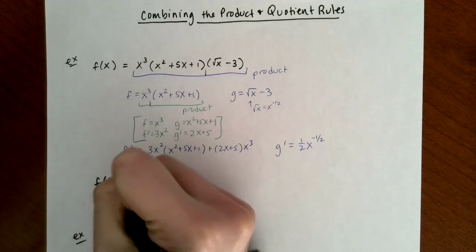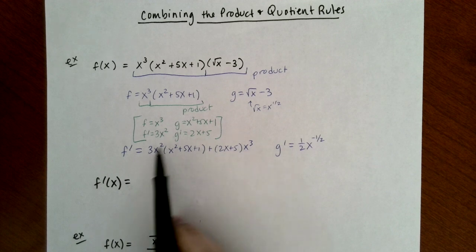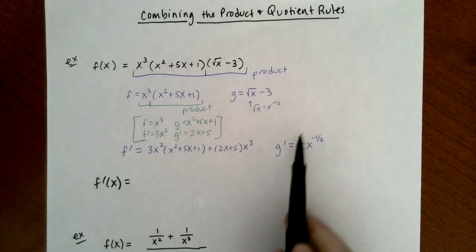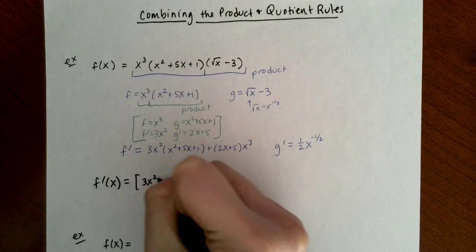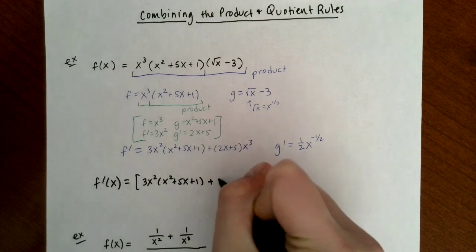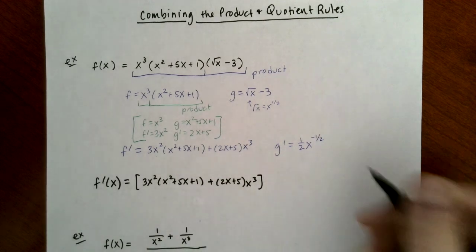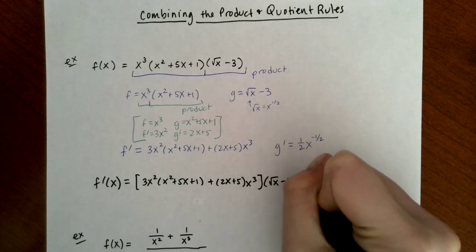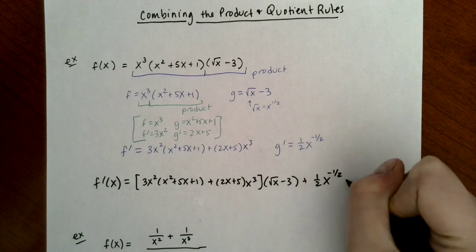So the overall derivative of the original function f is f prime g plus g prime f. Okay, so f prime is the big one. I'm not going to simplify anything. f prime g plus g prime f.